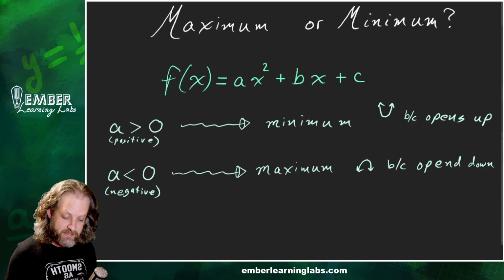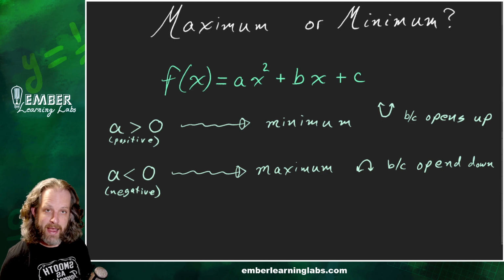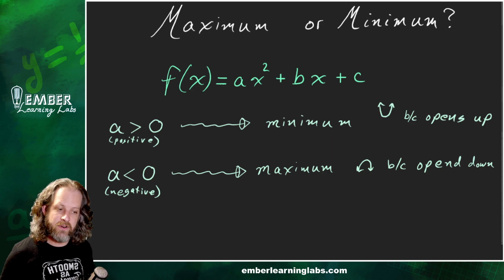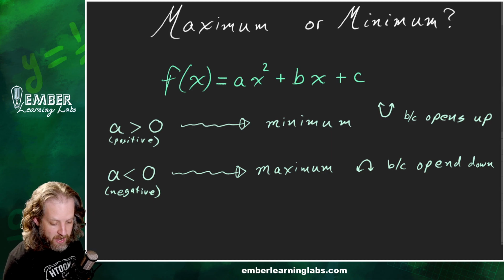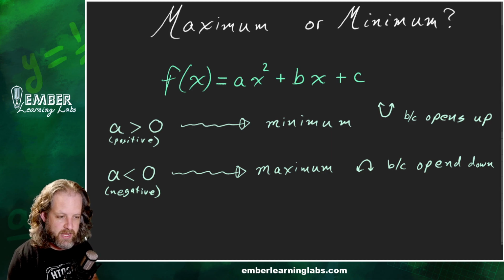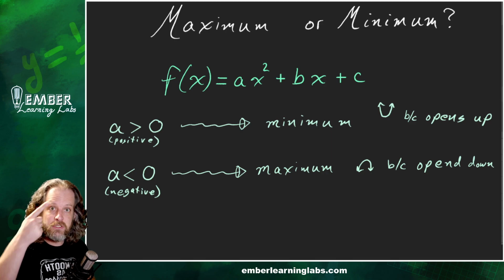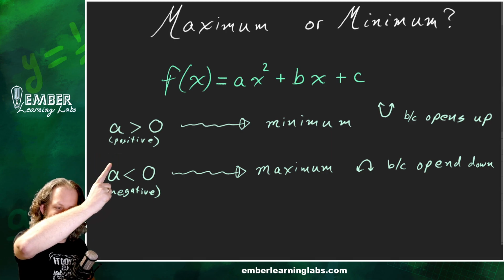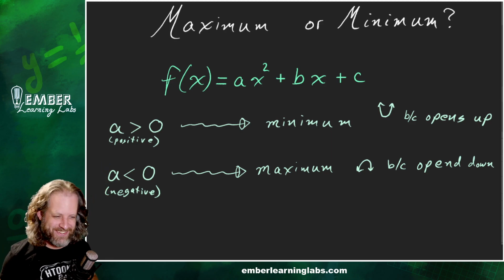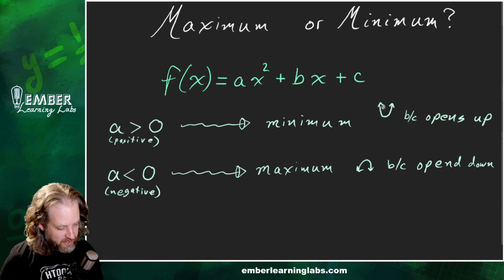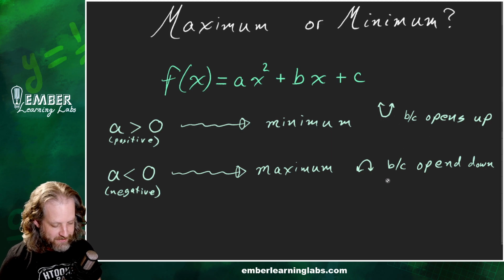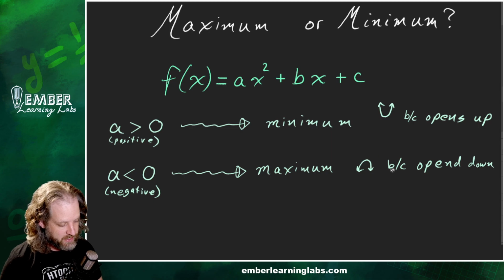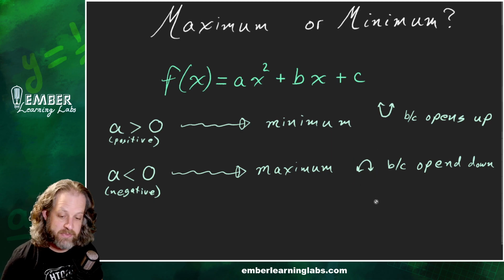So, does your quadratic have a maximum or a minimum? If a, that number in front of the x squared term, is positive, then it has a minimum because the graph opens up. And if a is negative, it has a maximum because it opens down. It'll look something like this.